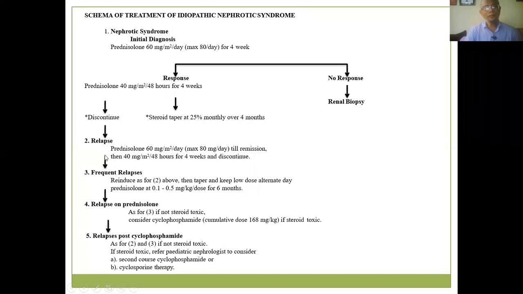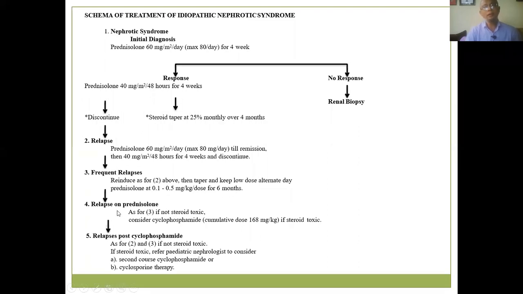But if there is a relapse, as already mentioned, you will prescribe the initial dose of prednisolone, that is 60 milligram per square meter body surface area per day, until remission. Then you will reduce the dose to 40 milligram per square meter body surface area for 48 hours for 4 weeks, and then discontinue. But if there is a frequent relapse, you will reinduce prednisolone as in step 2, and then taper and keep a low dose alternate day. Low dose alternate day prednisolone 0.1 to 2.5 milligram per kg of body weight for 6 months. In case of frequent relapse, you will prolong this maintenance dose for a prolonged period, up to 6 months.